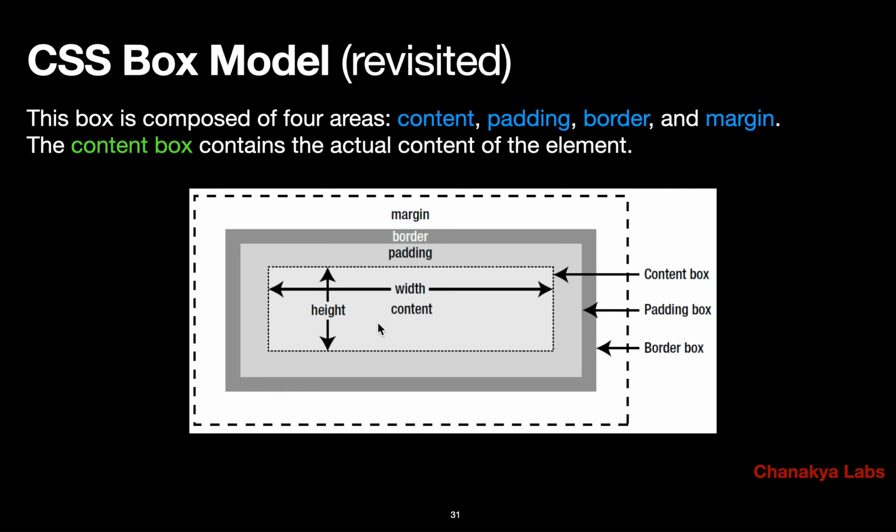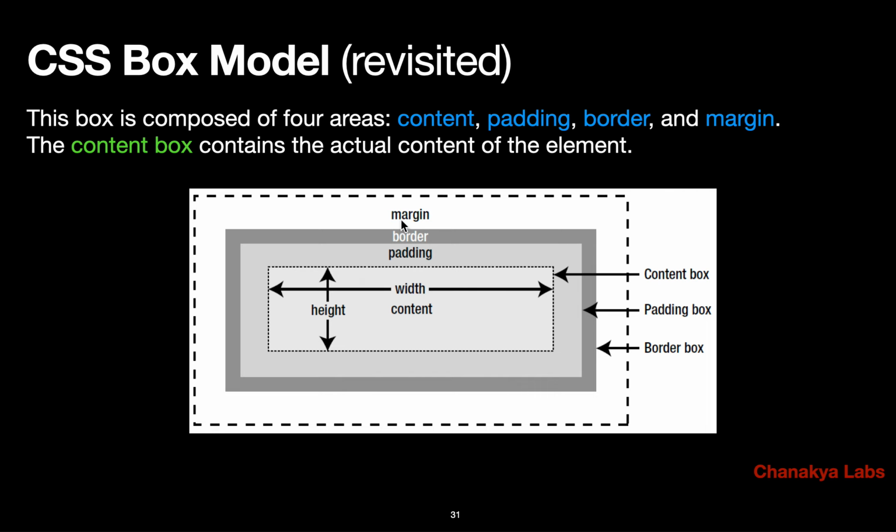Now we are going to see some other CSS properties like margin, padding, etc. But before we go there, let's revisit the CSS box model which we already discussed. The CSS box model is a model where elements can be thought of as boxes, and different types of areas can be configured around them, like content box, padding box, border, and margin.